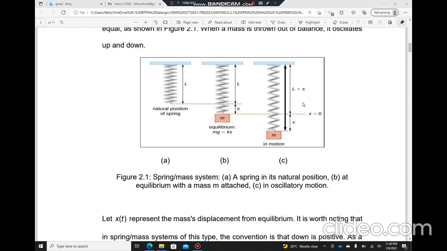Okay, then another one, in motion. In motion ni maksudnya bila ada pergerakan untuk spring ni. So in motion dia akan makin meregang. So kat sini L plus S, sebab kat sini L and then this one S. So yang ni akan jadi L plus S, then dia ada lagi regangan x. So daripada sini kita akan assume this one x equals 0. Okay, so kita akan ada 3 cases of spring.